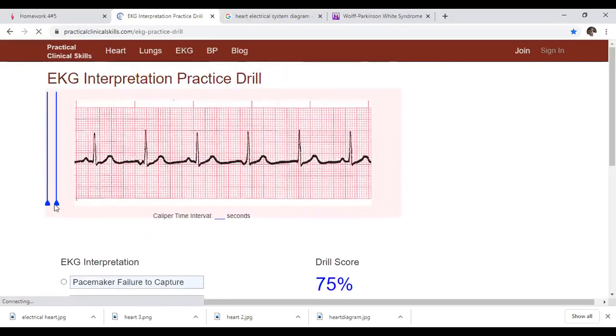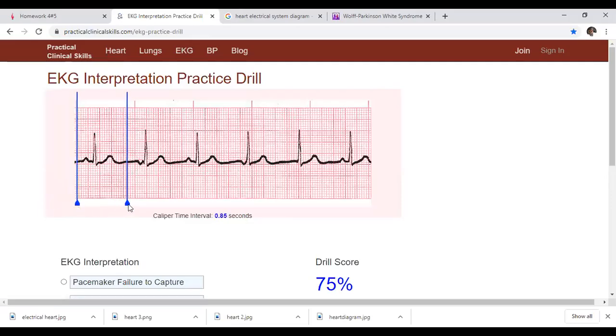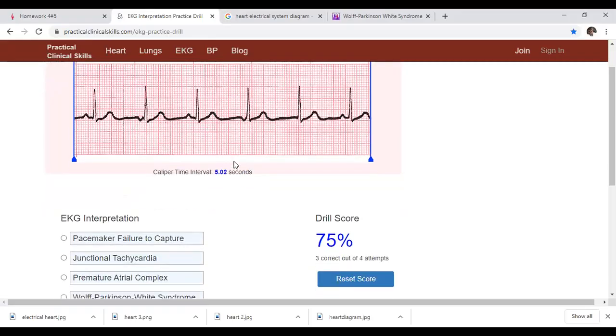What is that one? I can move the time thing here. This looks like a 4-second strip. But it's not asking you the amount of time. It's just asking what that rhythm is. You see that? What rhythm is that? You've got a P, QRST, P, QRST, P, QRST.